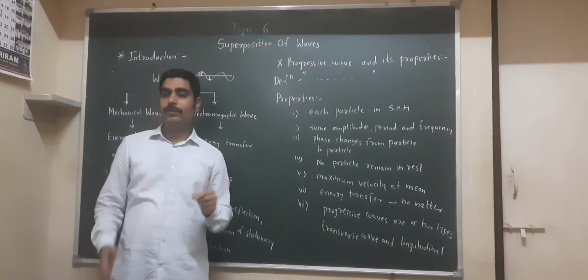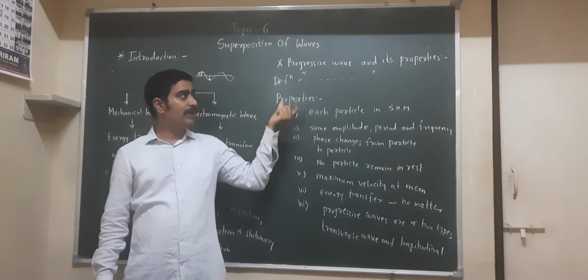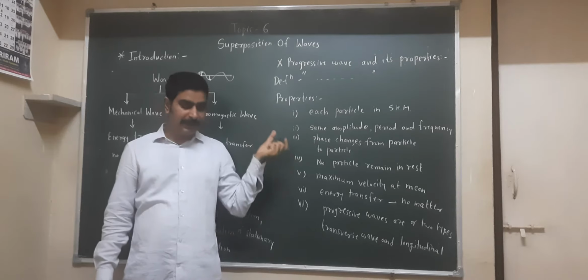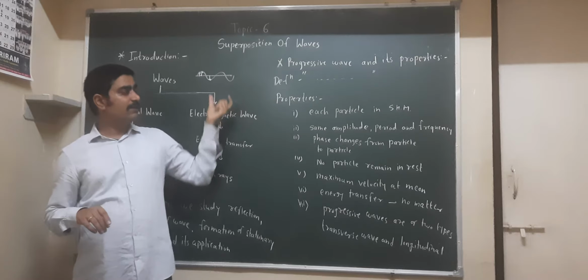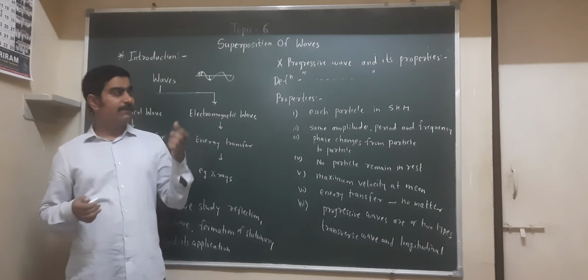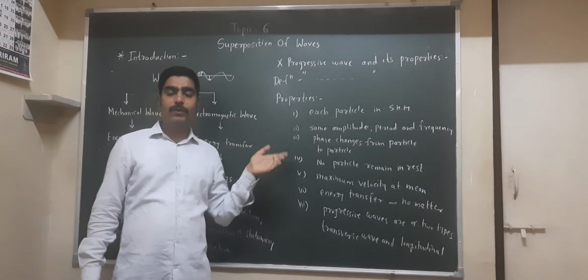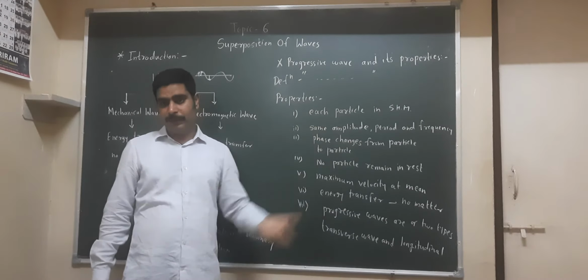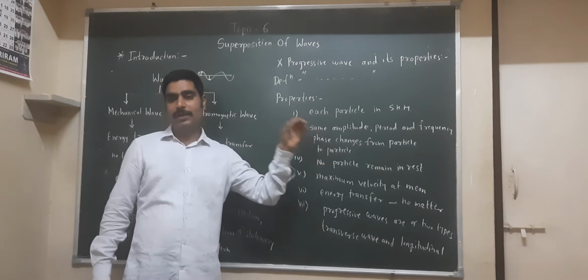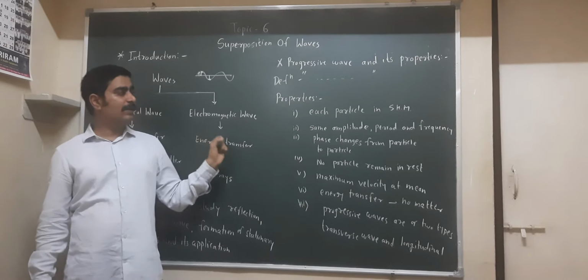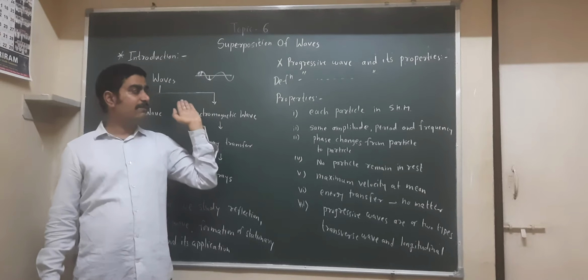So what is a progressive wave? The wave which travels continuously in a given direction is known as a progressive wave. Now we'll see its properties. At least 4 properties you should know regarding the progressive wave. The first property of the progressive wave is that each particle will be in SHM. So what is the meaning of SHM? SHM is simple harmonic motion. So each particle in the progressive wave will perform simple harmonic motion. So that is the first property.